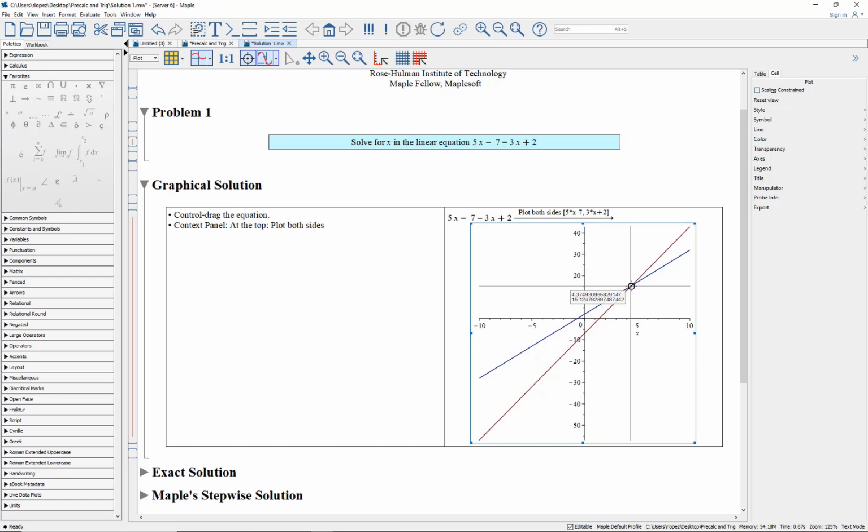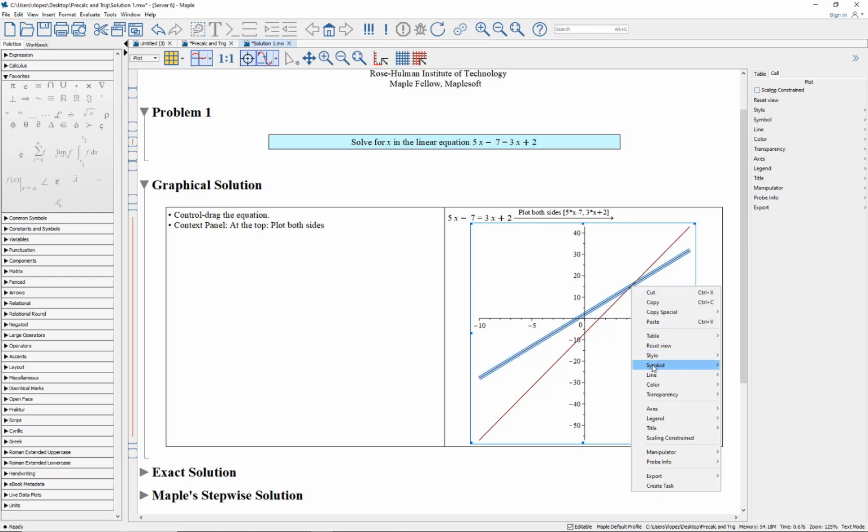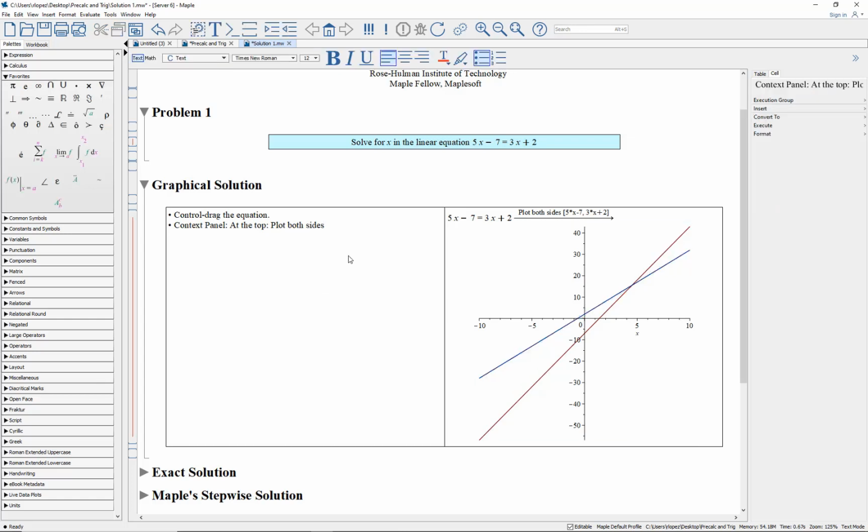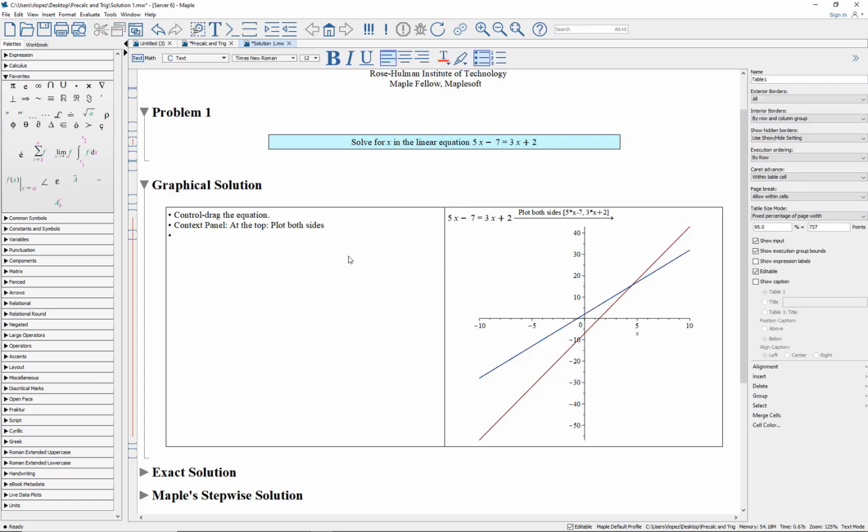So if I again right click and go to probe info, it says copy the data point. I'll find a place over here to paste it. Control V, paste. So I paste in the coordinates of this point of intersection as a column vector. Here's the X, there's the Y.